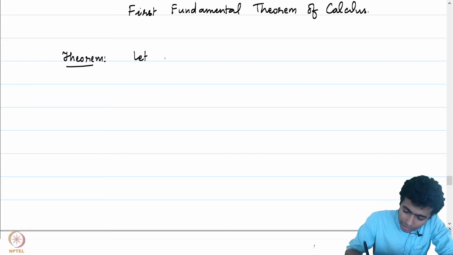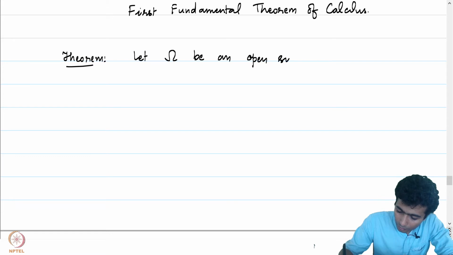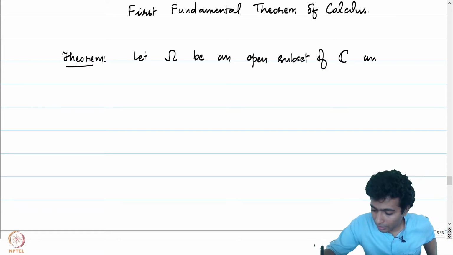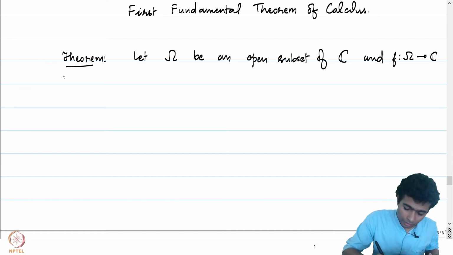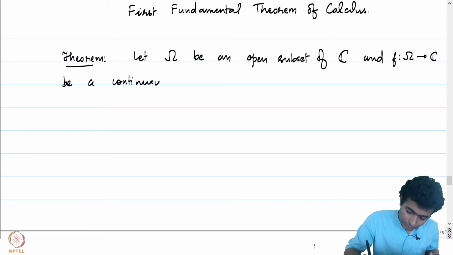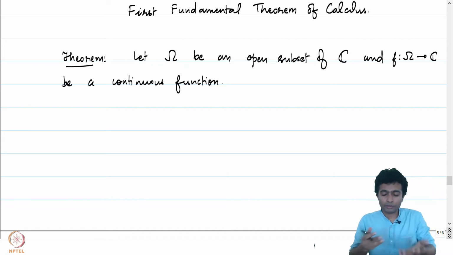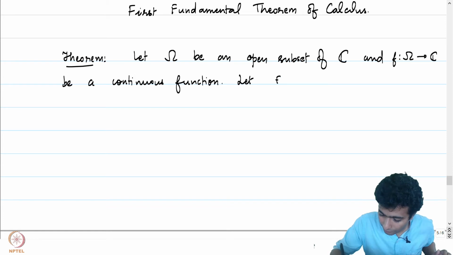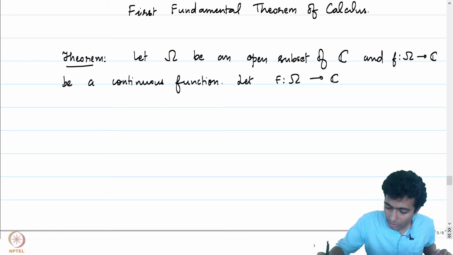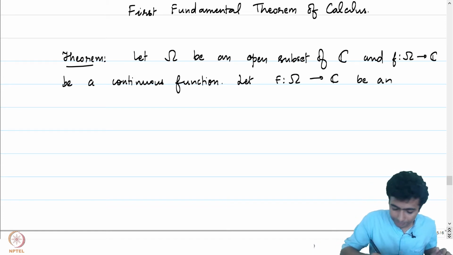Let omega be an open subset of C and f from omega to C be a continuous function. And now we will have to talk about the existence of an antiderivative. Let capital F from omega to C be an antiderivative.